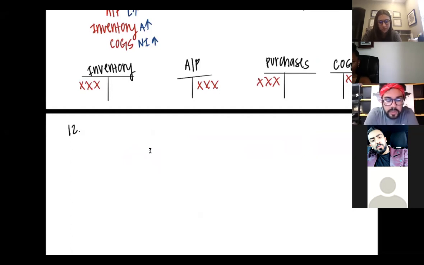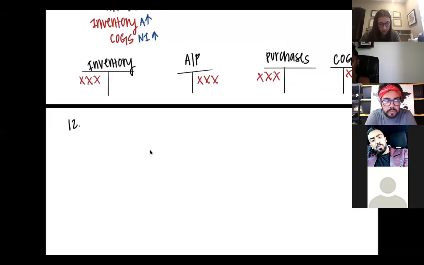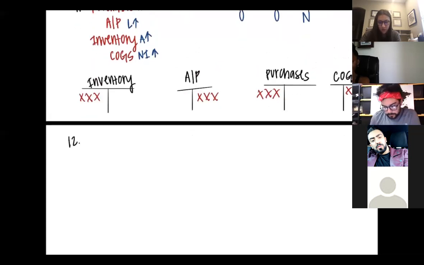So what will my transaction look like if they purchase supplies on credit? Supplies and AP. Very good. So debit supplies and credit accounts payable. What's the journal entry? It's debit supplies and credit AP.